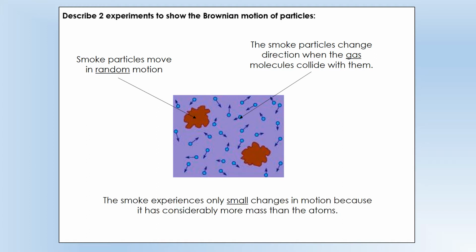So you will notice the smoke only has small changes in motion, and that's simply because the mass of the atoms is considerably less than the mass of the smoke particles, so they don't have a massive effect on it, but they can have a change in its motion because they're traveling at high speed. So that's with smoke, and you typically need a microscope to observe this one, so you need to look really closely to see this in action.